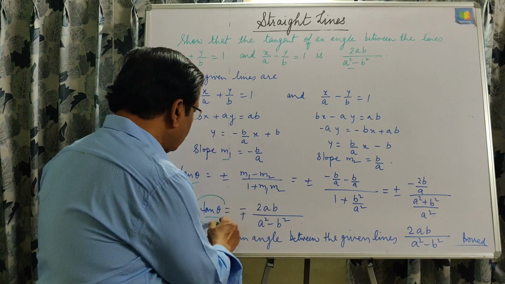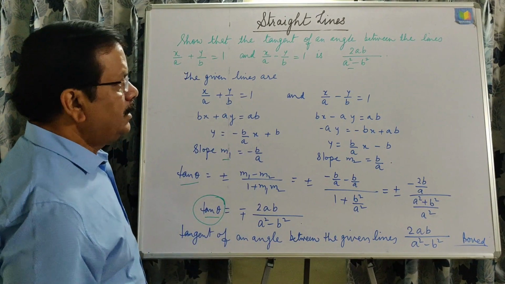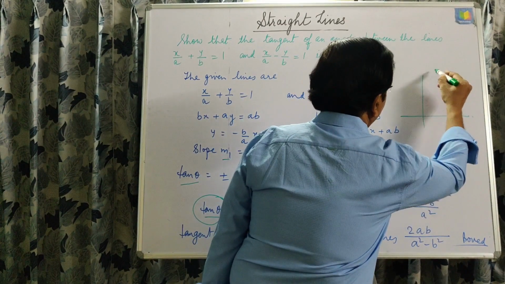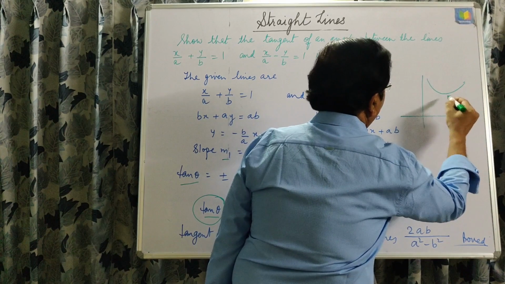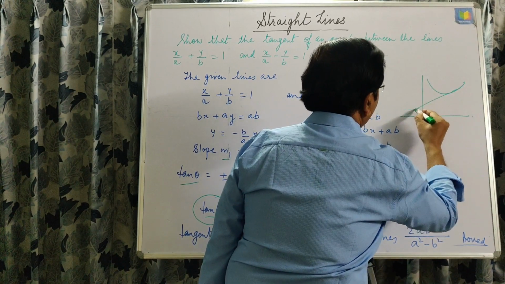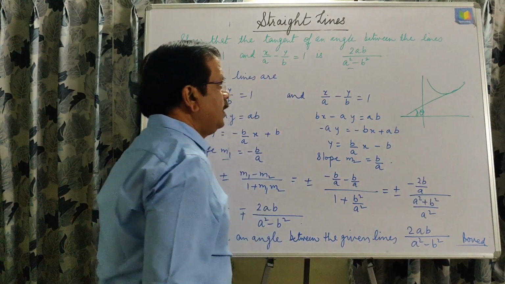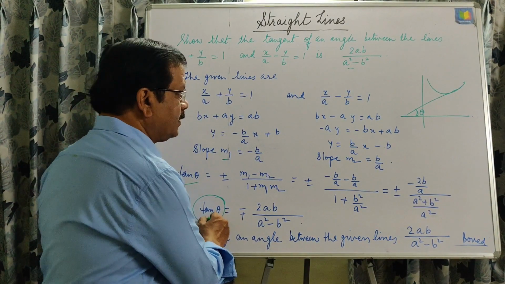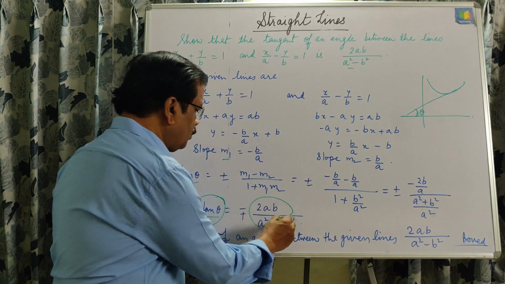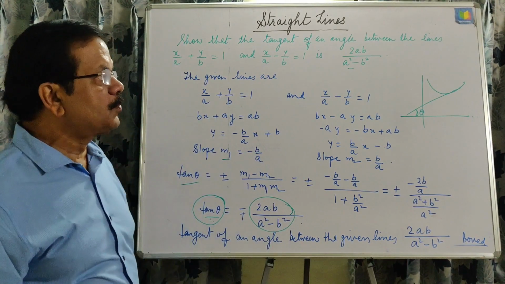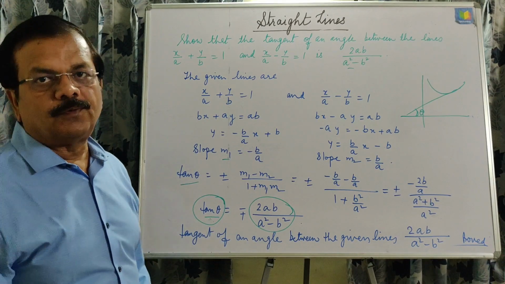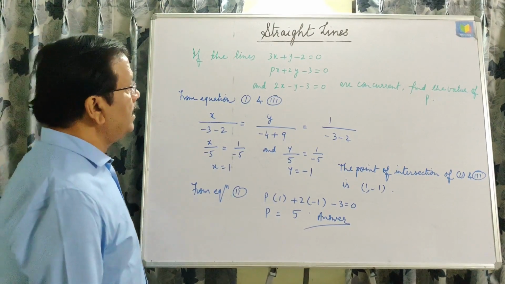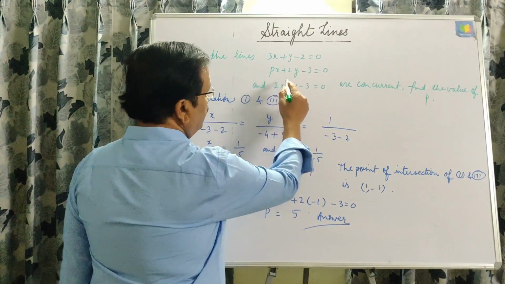Actually, this is the slope of the tangent. Whenever we are writing here, say this is the line, and once we draw it, this tan theta is the slope it makes with the positive direction of x-axis, and this is coming 2ab upon a square minus b square, which we have to prove.